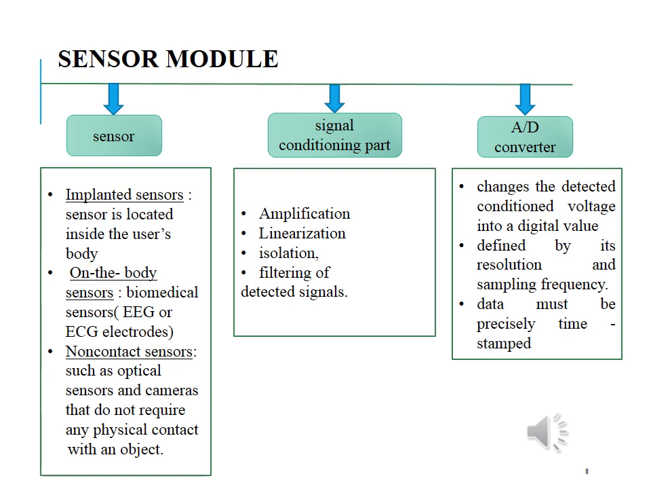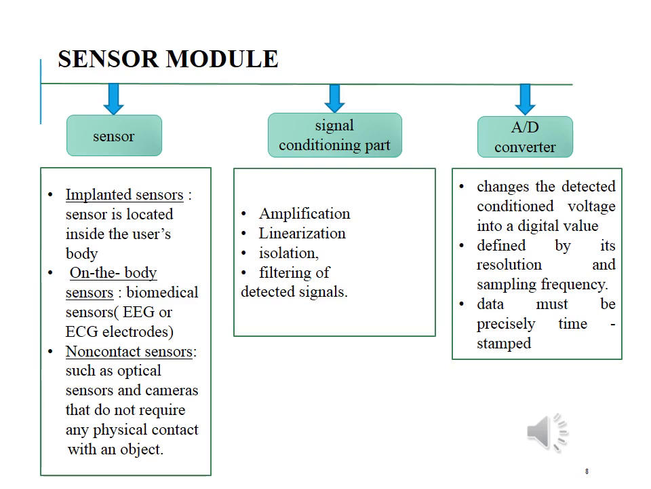According to the position of the sensor, if the application is in the biomedical field, the sensors can be classified as implanted sensors, on-the-body sensors, and non-contact sensors. Implanted sensors are those which are located inside the body, for example, used for intracranial stimulation. On-the-body sensors are usually the biomedical sensors, such as those used for ECG or EEG electrodes. And non-contact sensors are optical sensors and cameras which do not require any physical contact.